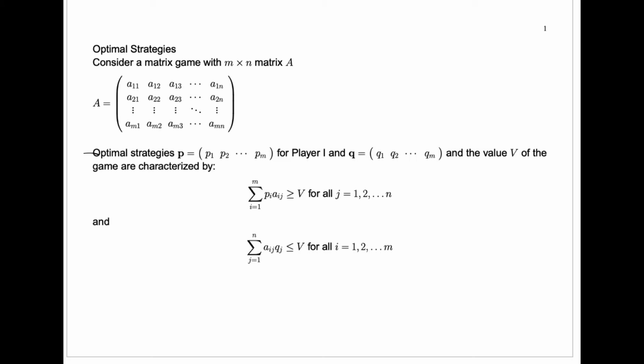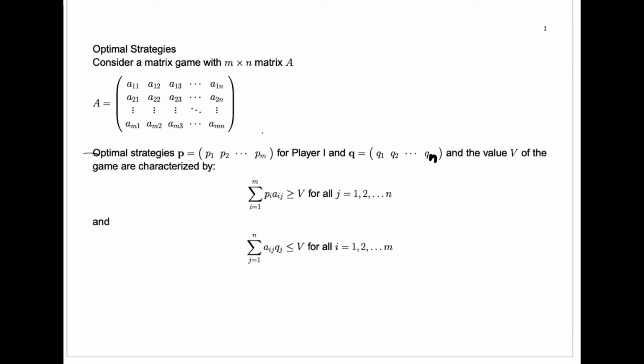In this case, for player one, I'll have the vector P with entries P1, P2 up to Pm, representing the probabilities that player one plays row one, row two through row m, and Q equals Q1 through Qn, the probabilities that player two plays column one, column two through column n.